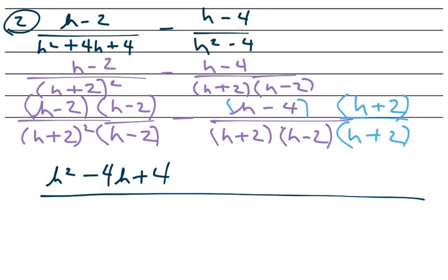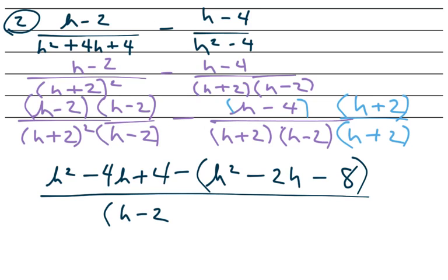This minus is really going to have to get distributed to everything. So I'm going to write h squared, negative 4h plus 2h gives me minus 2h, minus 8. But I'm going to keep this in parentheses so that I don't screw things up. I think that distributing that in the meantime would be kind of a mistake and really encourage bad habits. And then down here, I'd like to see h plus 2 squared times h minus 2.